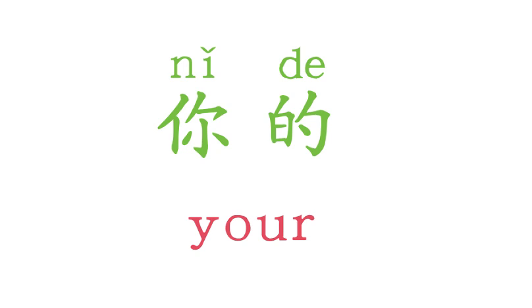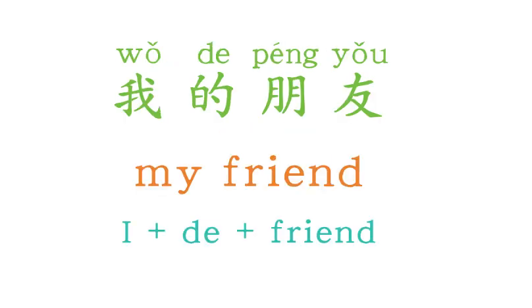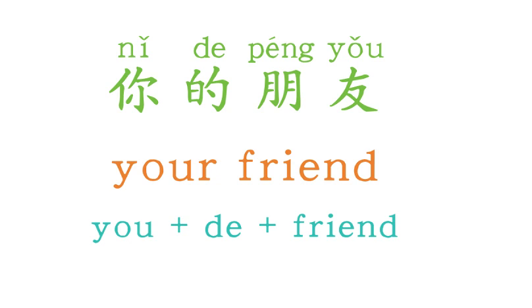Now we have learned how to say my and your, and let's learn a very important word to say friend. Friend in Chinese is 朋友. So to say my friend, we say 我的朋友. That is my friend. And to say your friend, we say 你的朋友. That is your friend.